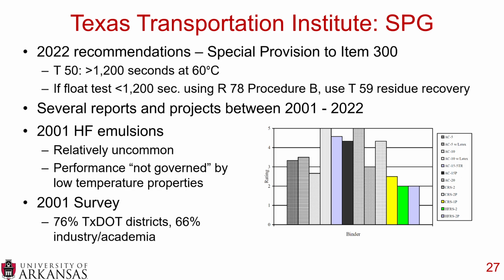And in a 2001 survey, 76% of the TxDOT districts said that they were either familiar with or using high floats, whereas 66% of industry and academia were. But you can see that HF, the high floats, performed fair overall. And this is versus good or versus poor. So it's good, fair, or poor, and overall they've dictated that the high float emulsions performed fair.